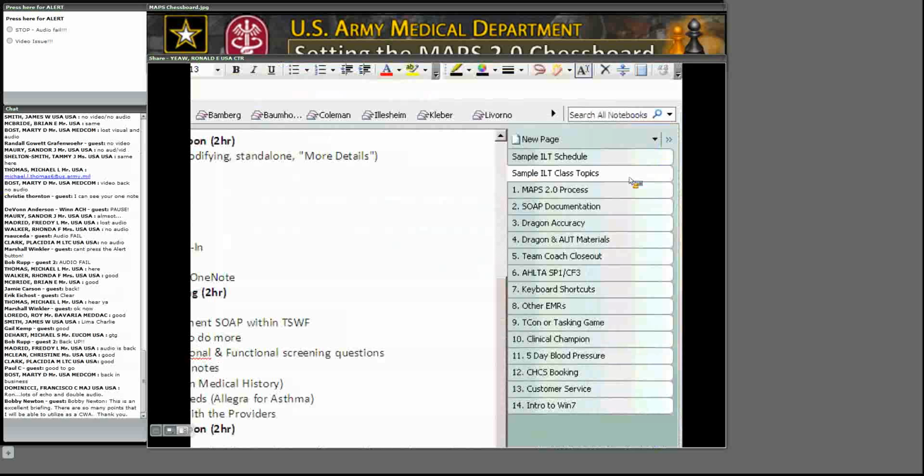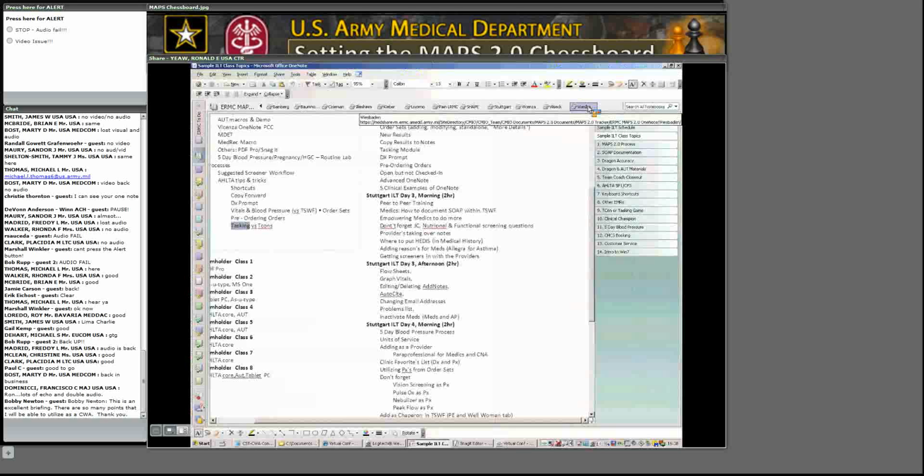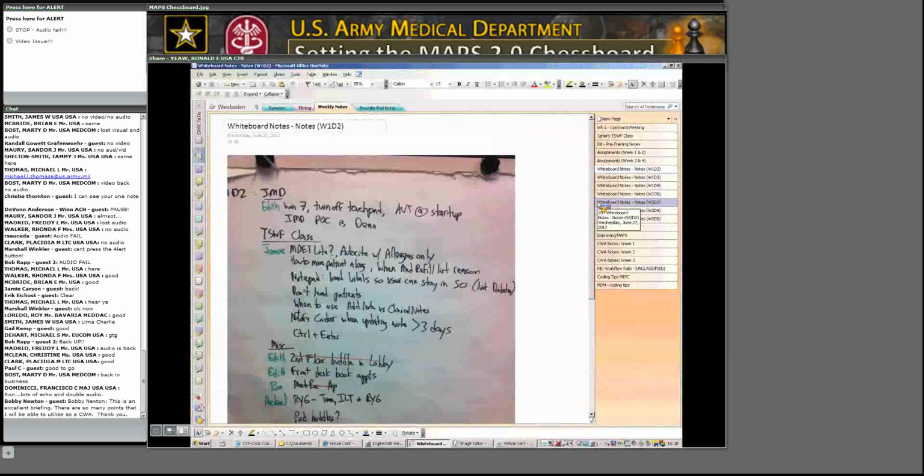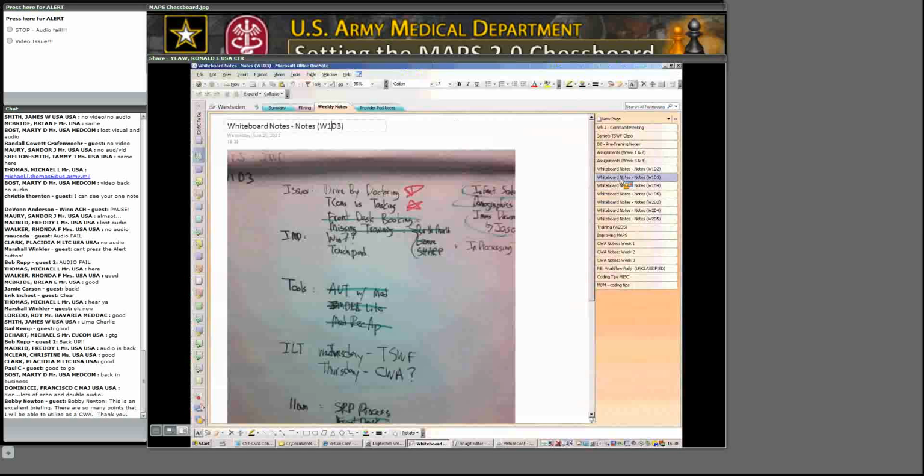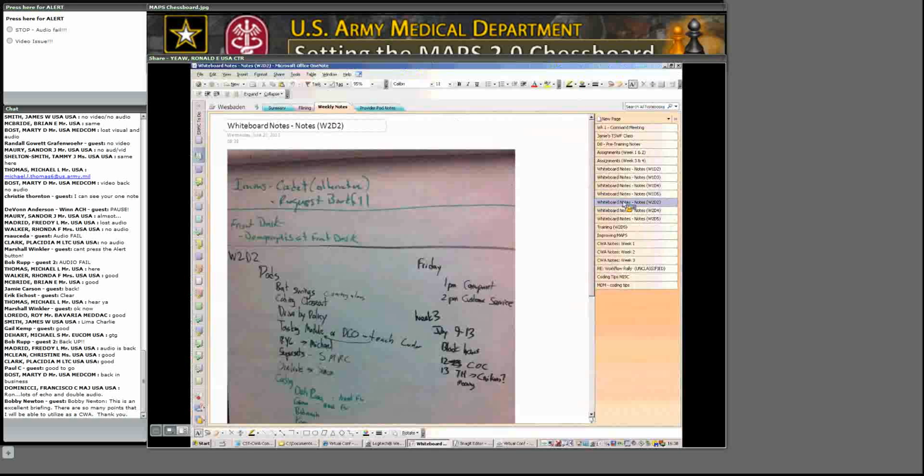Additionally, take a look at what's above this page. Do you see where it says Bamberg, Baumholder, Coleman, Illesheim, Kleber? Each of those are the project-specific details. So what I'm going to do now is I'm going to hop over to the one I just completed at Wiesbaden. And it's going to take a few seconds for you guys to catch up. So I had a whiteboard. Every day I took a picture of that whiteboard. So what you're looking at is the notes for week 1, day 2. Here's week 1, day 3. Week 2, day 2. I document every little thing.